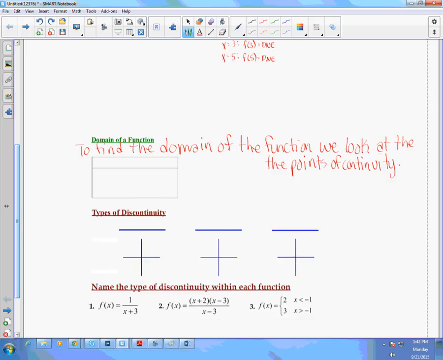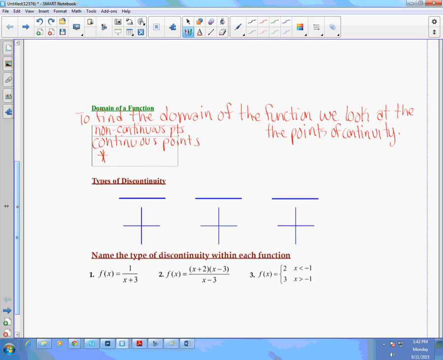Okay, so we have a couple different types of points. We have non-continuous points that we need to pay attention to, and we'll also have continuous points. And these continuous points are also differentiable points, which we'll learn about later. Does that sound like something you've heard of in calculus before? Differentiable points. So we'll learn about what differentiable points are later. Not today.